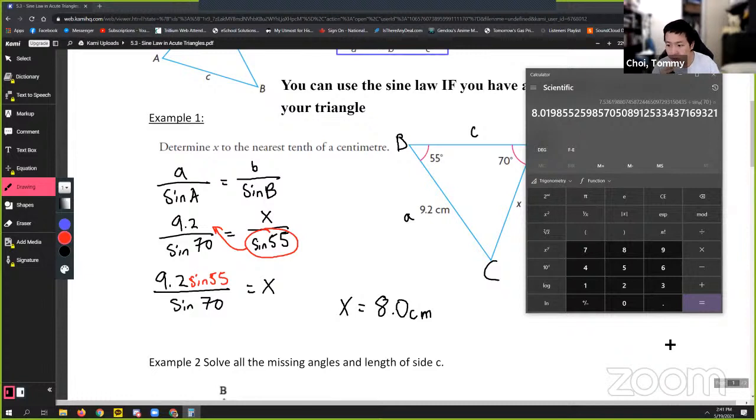On iPhone calculators, when you get to your trig section, like sine 55 or sine 70, you do the number first, then the trig. For Android and scientific calculators, you do it exactly as it's written. Nothing different. So iPhone calculators do the trig in the opposite way, which is number first, then trig, while for Android and scientific calculators, it's the trig, then the number.